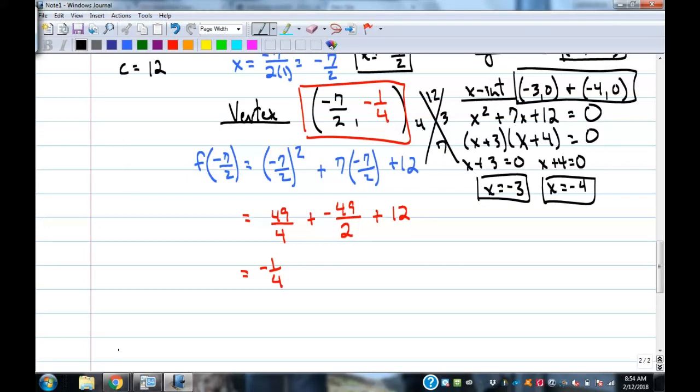Okay. All right. What's our domain? All real numbers. So negative infinity to positive infinity, or if you wrote the set notation for that, know that too. Range for this one. You've got to think about which way it opens. Not 12. It opens up. 12 is our y-intercept, not our minimum value. Since it opens up, we have a minimum where?